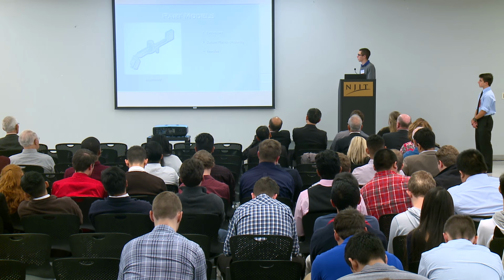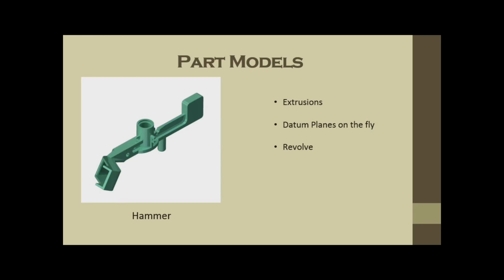Some of the part models that I found to be really difficult was this part, the hammer, where we needed to use extrusions symmetrically about a plane. We had to make datum planes on the fly because there were many items that were on an angle, so you had to make a plane that was angled to another plane. We also had to use the revolve feature to make cylinders.